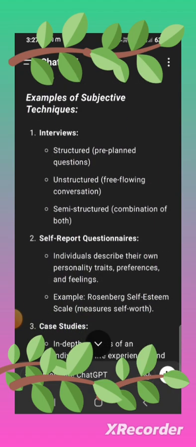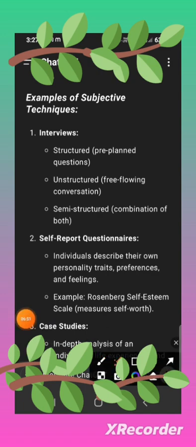Examples of subjective techniques: interviews, conducted to gather in-depth personality insights. Types: structured interview, fixed questions; unstructured interview, free conversation; semi-structured interview, a mix of both. Used in job hiring, psychological counseling, and academic research.